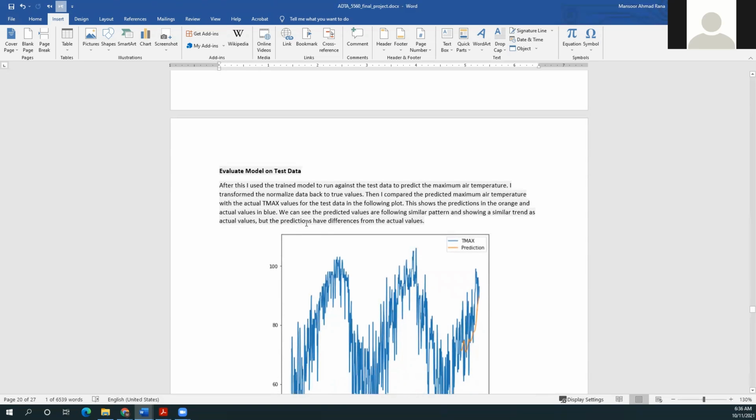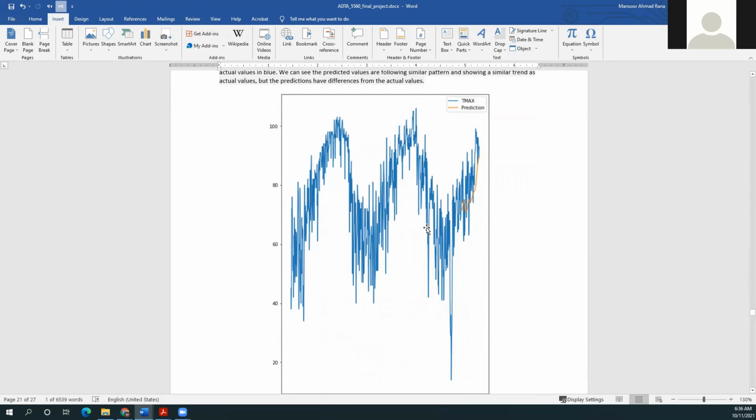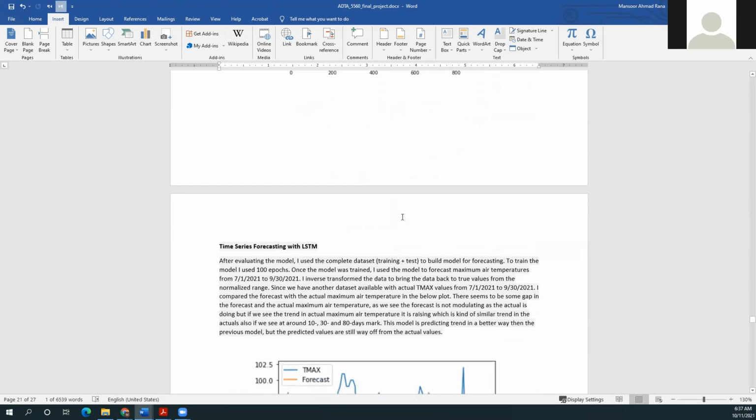Once after that, we will evaluate the model on the test data set. Here is the plot for the actual versus the predicted values. Here we see that, again, it is not predicting the values accurately, but it is following the trend pretty well. So we'll continue with this, and then we'll train the forecasting model for this problem.